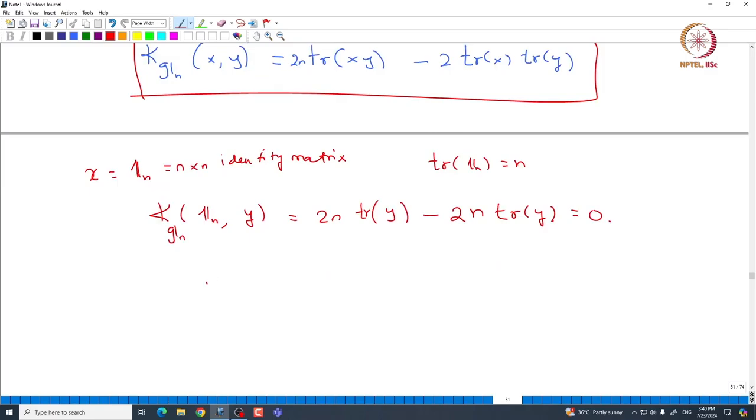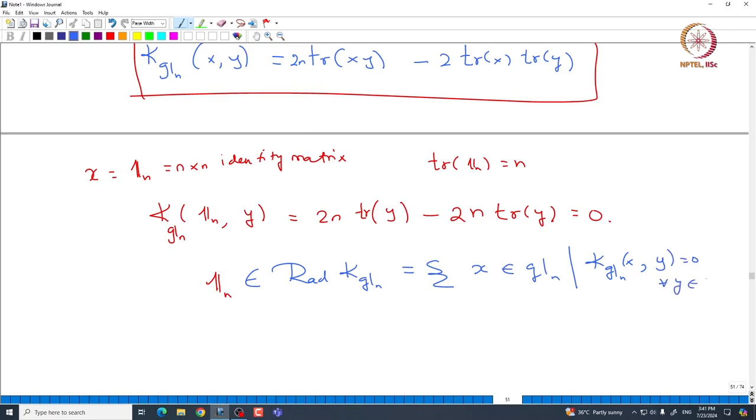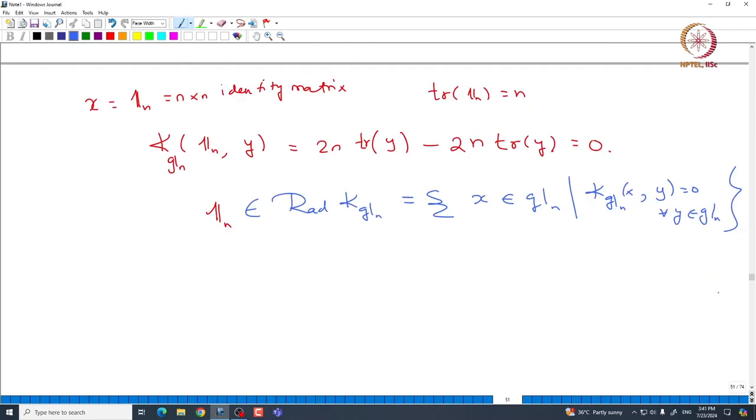So, that means this n by n identity matrix is in the radical of the bilinear form. The radical, by definition, is those x in GLN such that kappa of GLN of x comma y is 0 for all y in GLN. So, that proves that the radical is non-zero, and that means the form is degenerate. The form of GLN is degenerate.